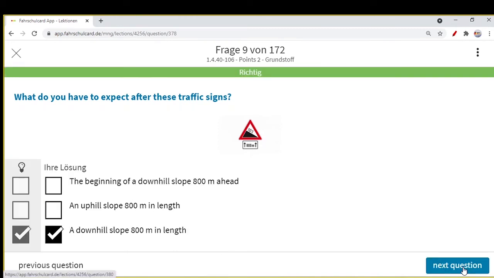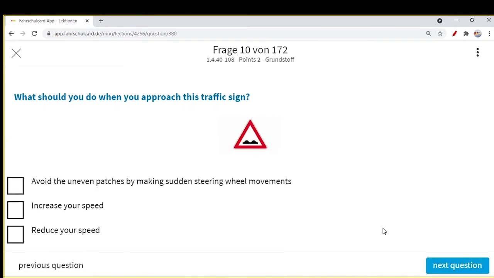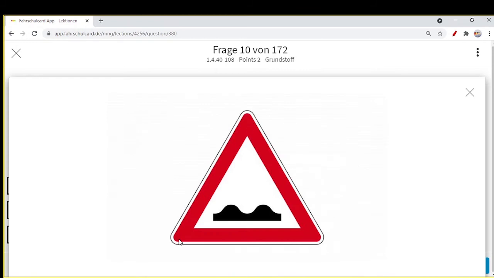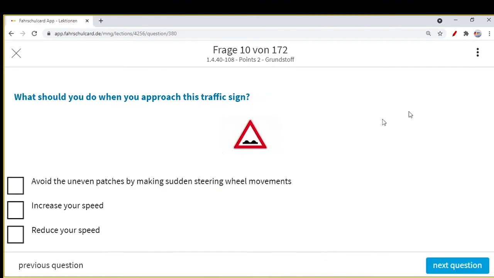Let's move to the next question. In the next question, what should you do when you approach this traffic sign? If you see this traffic sign, a red triangle, it is a clear indication of some dangerous situation. If you see there are patches on the road and it is uneven, you need to be very careful about the potholes. This sign is indicating that there is some danger related to an uneven road.